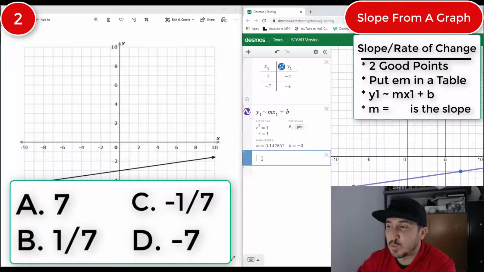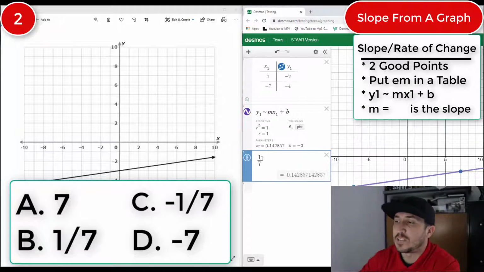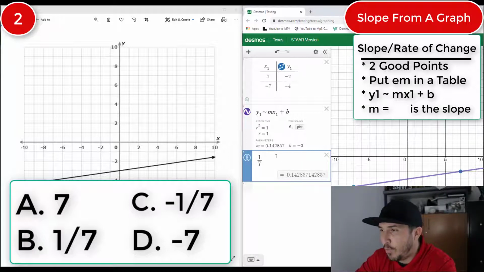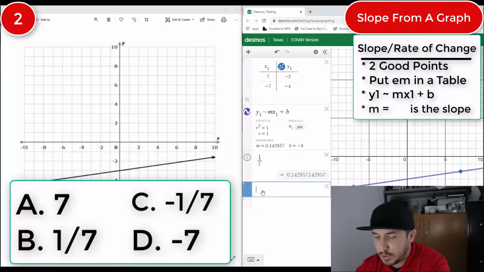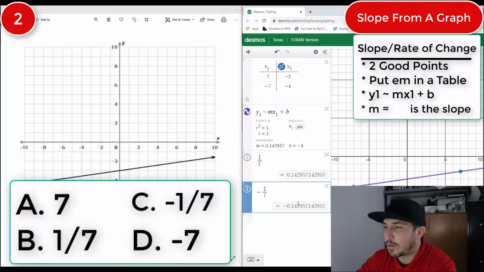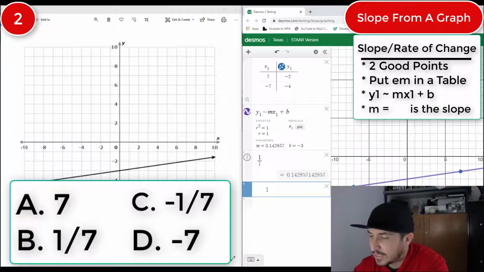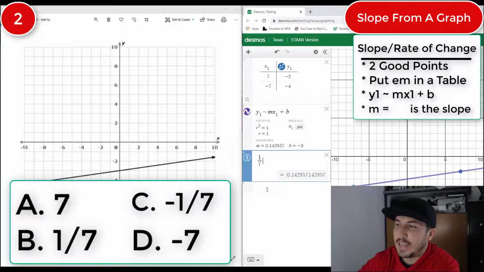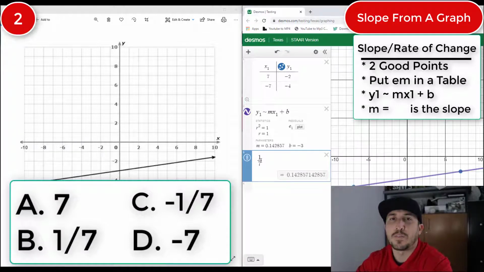Choice B says 1/7. I don't even know what 1/7 is, but let me type it in. 1/7. I typed it in. All these numbers are matching. There we go. I've matched it, so I like it. I like 1/7. Underneath him, let me put choice C. Choice C says negative 1/7. Well, the numbers do match, but this guy originally is positive. Now he's negative, so it's not him. And then choice D says negative 7. No, it's not negative 7. So I like the 1/7. That's going to be our answer for this one.